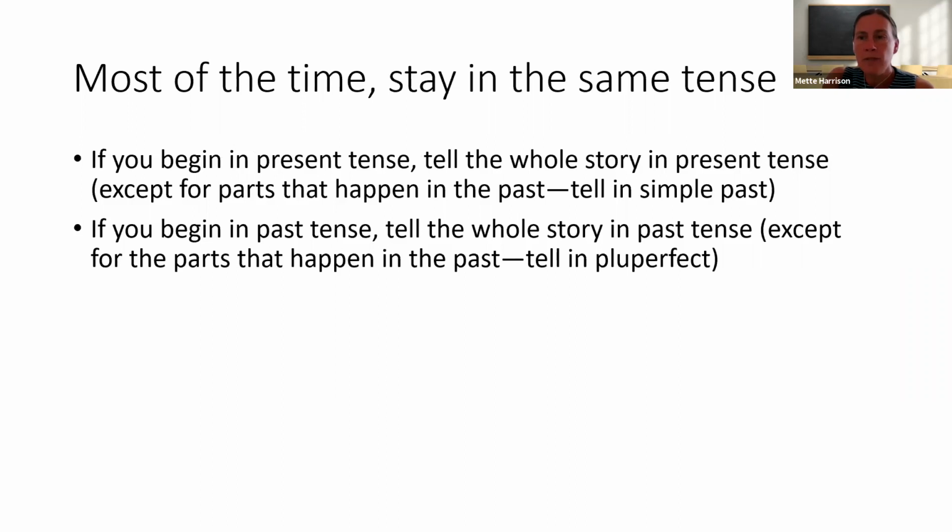All right, most of the time you want to stay in the same tense. So if you begin in the present tense, you want to tell the whole story in the present tense, except for parts that happened in the past of the present tense that you're telling the story. So if you're telling something that happened a month ago, and then in the midst of that story, you tell something that happened 6 years ago, then you would use the simple past for that. I hope I'm making this clear.